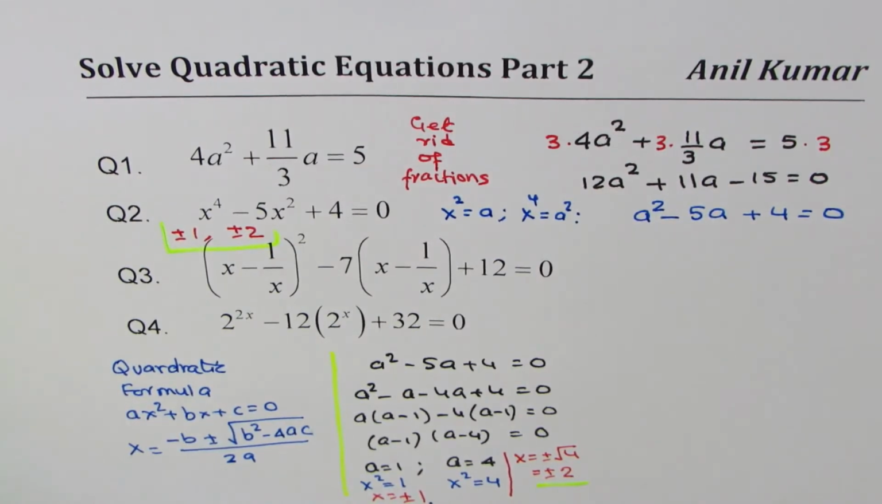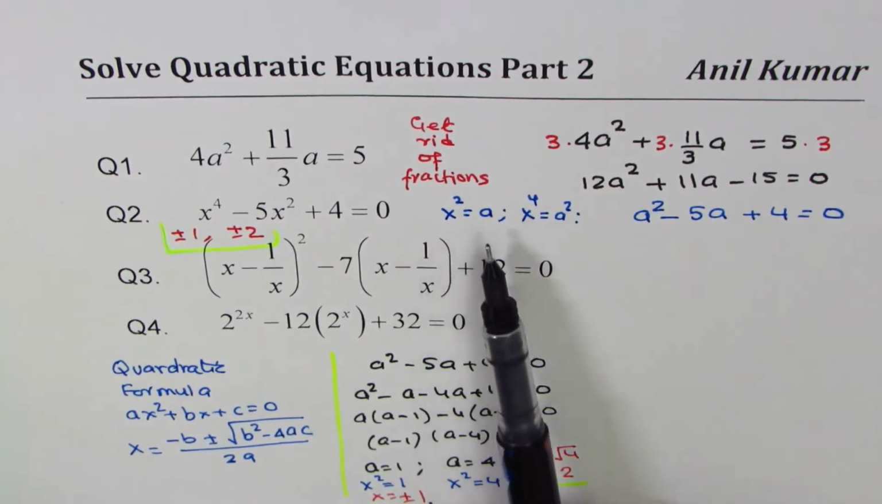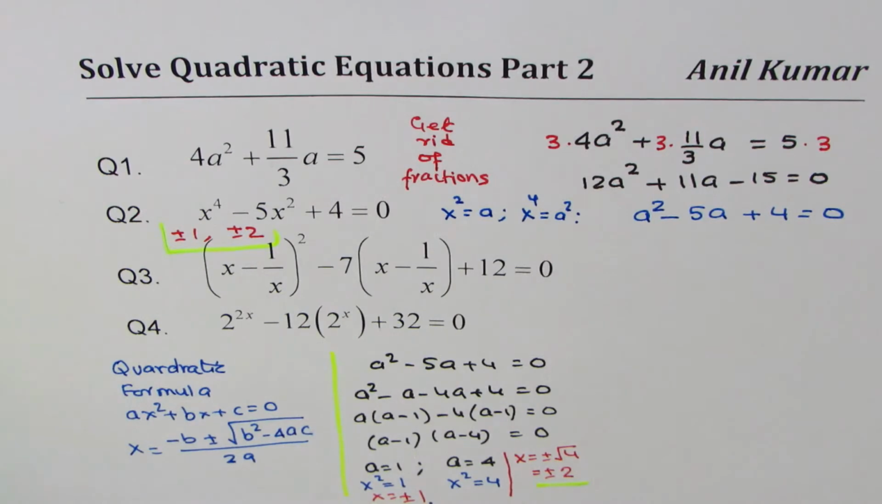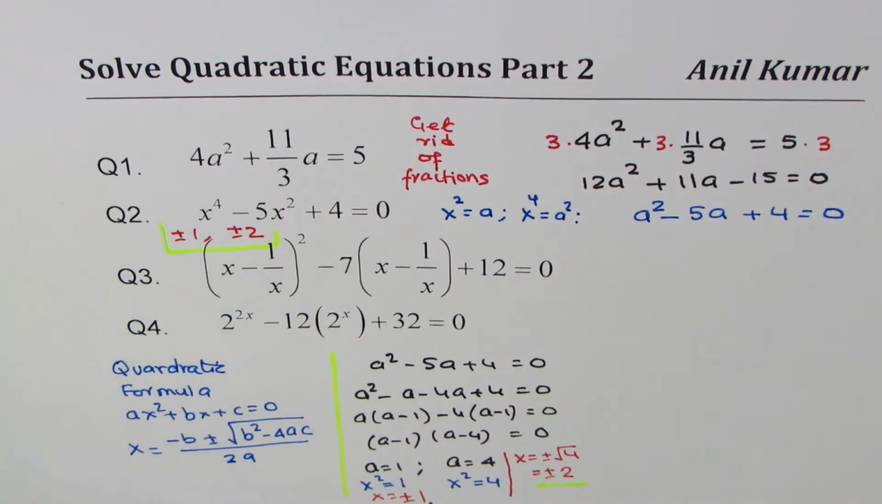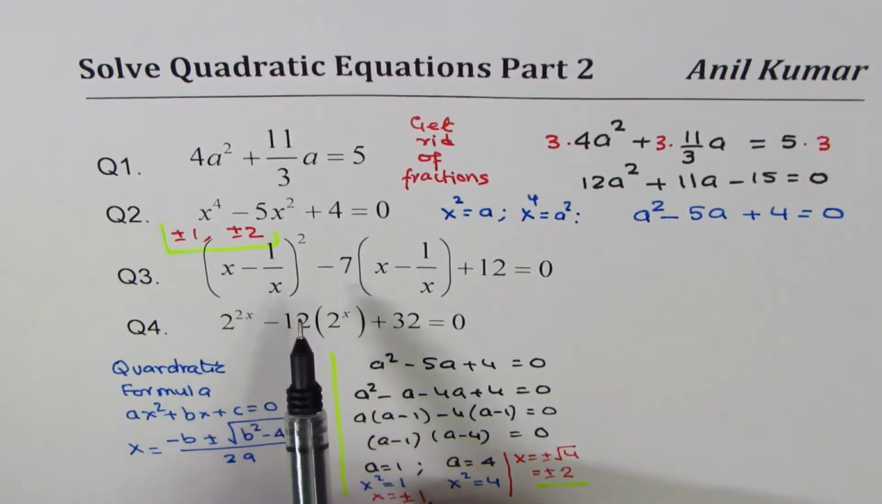So what we did was that we substituted a square for x to the power of 4, converted this equation to a quadratic equation to get an idea, right? Okay. Let's get to the next one.